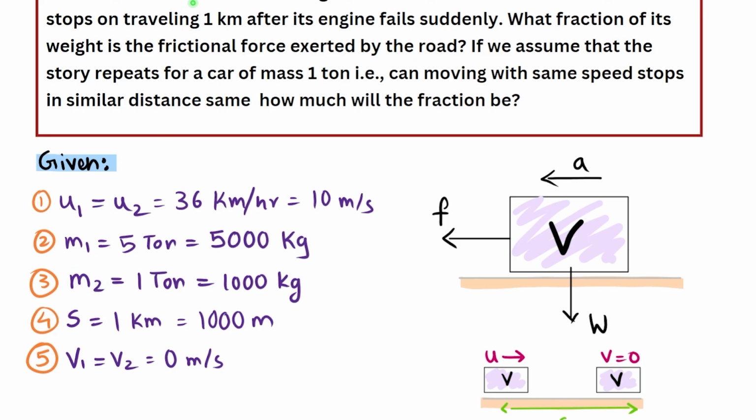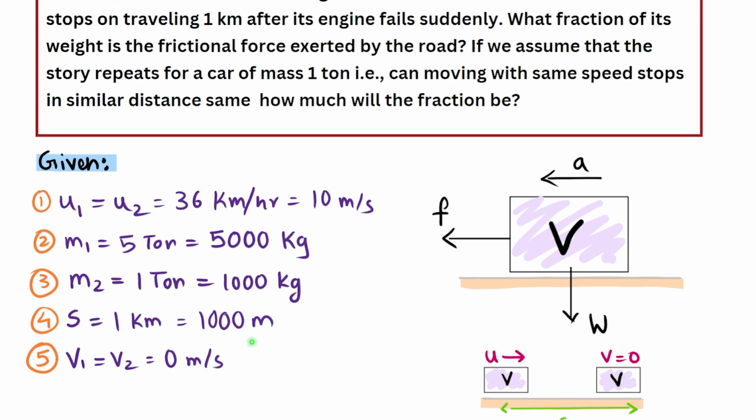Now the second set of values जो हमें पता है, that is the individual masses of each vehicle. So M1 is the mass of truck, which is given to us as 5 ton, which in kg becomes 5,000. Similarly, M2 is the mass of car, which is given to us as 1 ton, which in kg becomes 1,000 kgs as well. Now the distance traveled by both the vehicles is the same in this situation, which is 1 kilometer, which in SI is 1,000 meters.